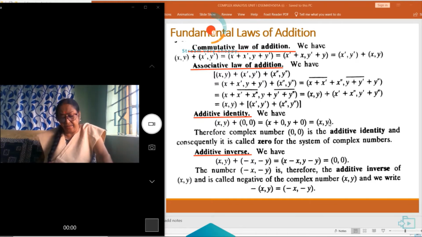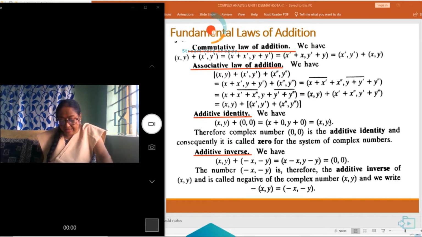Now the additive identity. Suppose the complex number is (x, y), then the additive identity will be (0, 0), that is 0 plus i into 0. So this may be written as x plus 0, a real number plus a real number, and y plus 0. Then this is again (x, y). So the identity element is (0, 0).